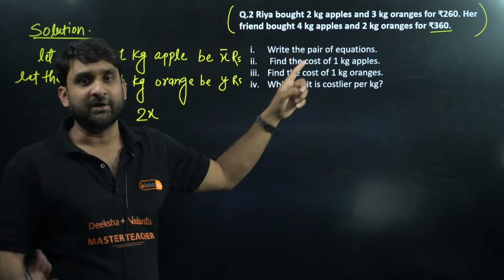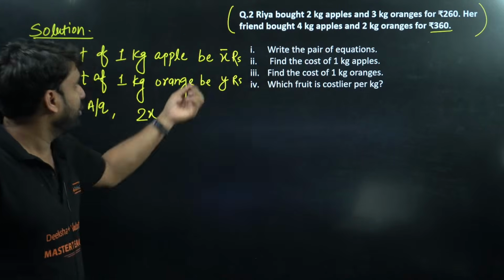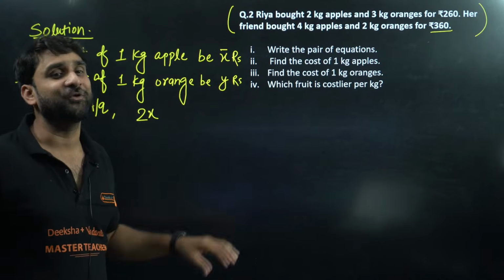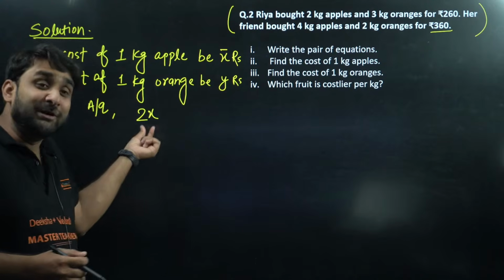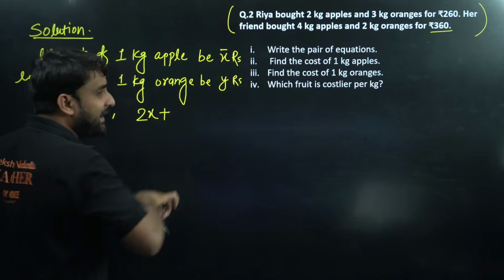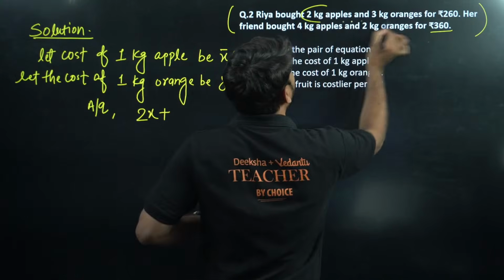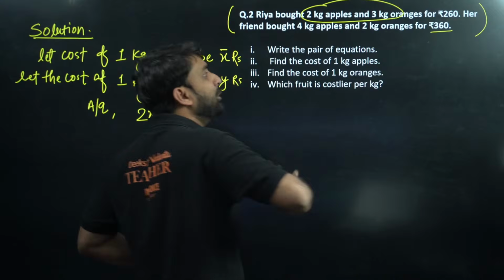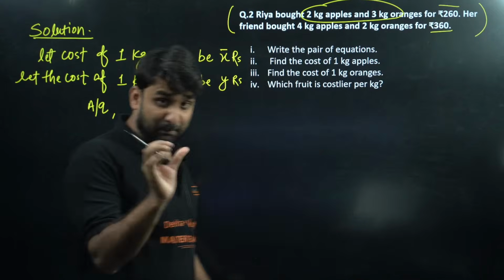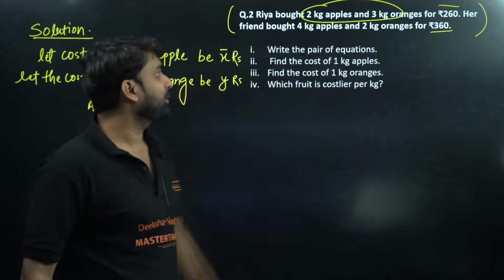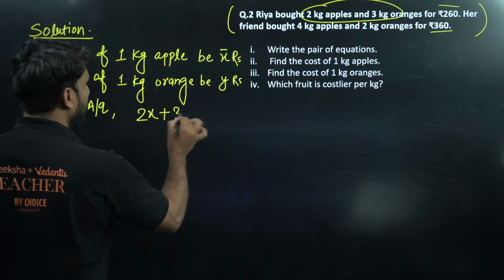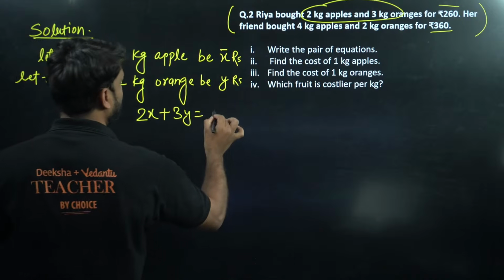Because the quantity of apple is 2 kilogram and the cost of 1 kilogram apple is, we have supposed, X rupees. So this will be 2x plus, why we are adding here? Because the combined cost of 2 kilogram apple and 3 kilogram orange is 260 rupees. Combined cost. So 3 kilogram orange, so 3y is equal to 260 rupees.